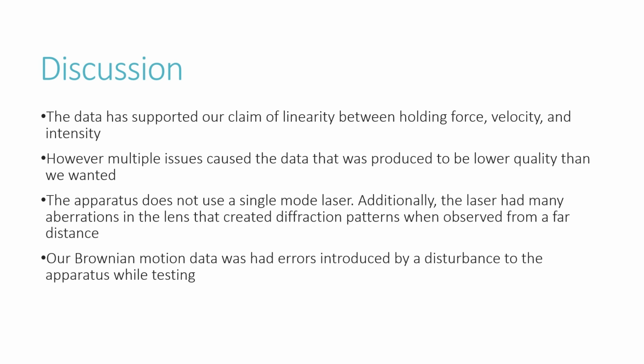Additionally, in our Brownian motion video, you can see that there's a slight impulse in the system around 1 second into the video. The screen seems to shake. It must have been from a disturbance of the apparatus while we were recording the data. So that might have, or that contributed to inconsistencies in our findings. However, on the whole, our data, we feel, solidly backs up our claims that there's a linearity between all these values.